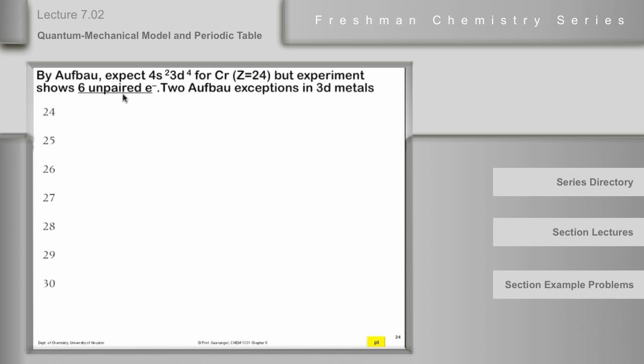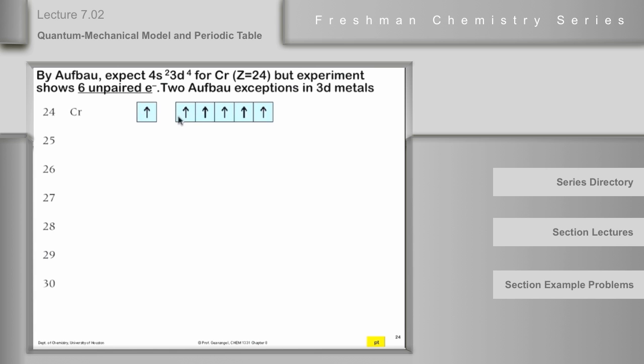Chromium in the laboratory has 6 unpaired electrons, not 4. And what's happening here is the Aufbau principle is not controlling at this point. The principle that's controlling is the stability of half-filled subshells. So with 6 unpaired electrons, this chromium constitutes an exception. And you're going to have to memorize it unless you can figure it out. The exception is that chromium will be 4s1, 3d5.